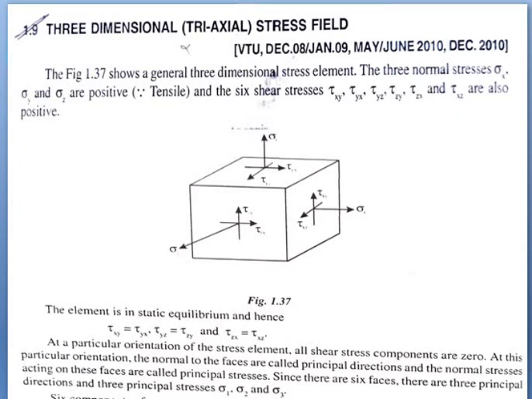At a particular orientation of the stress element, we consider all the shear stress components as zero. At this particular orientation, the normals to the faces are called principal directions, and the normal stresses acting on these faces are called principal stresses. Since there are six faces, there will be three principal directions and three principal stresses, that is sigma 1, sigma 2 and sigma 3.